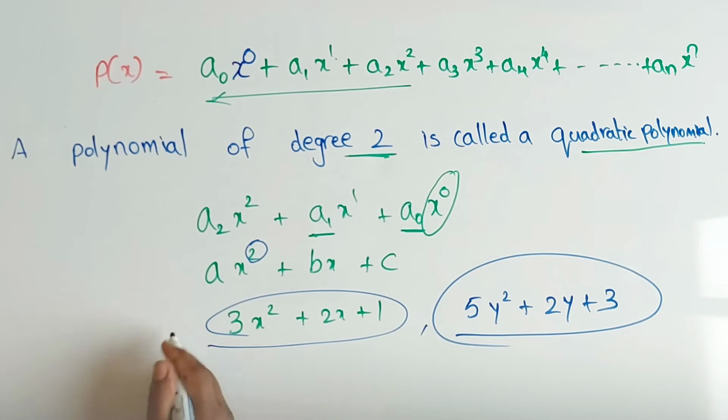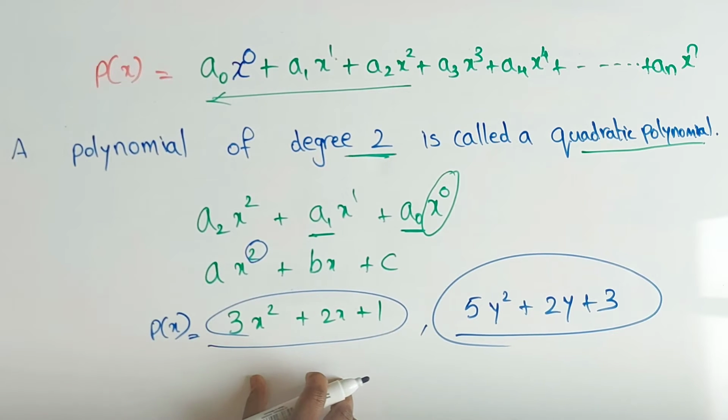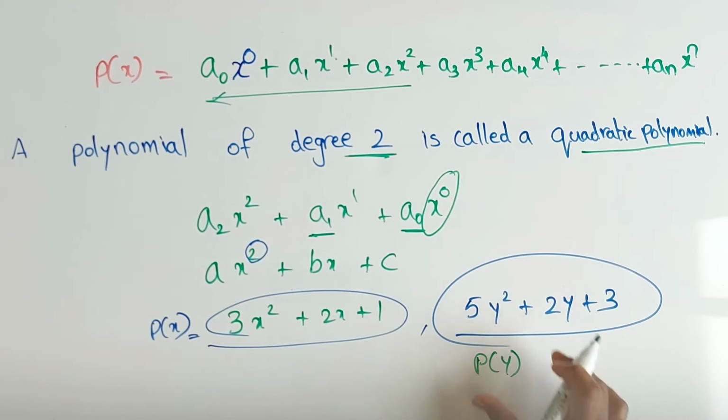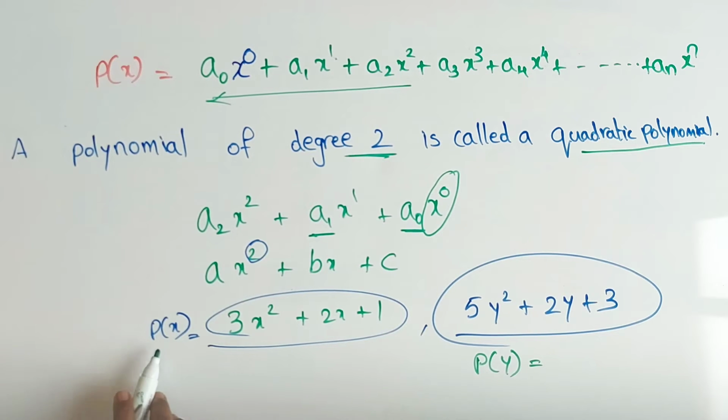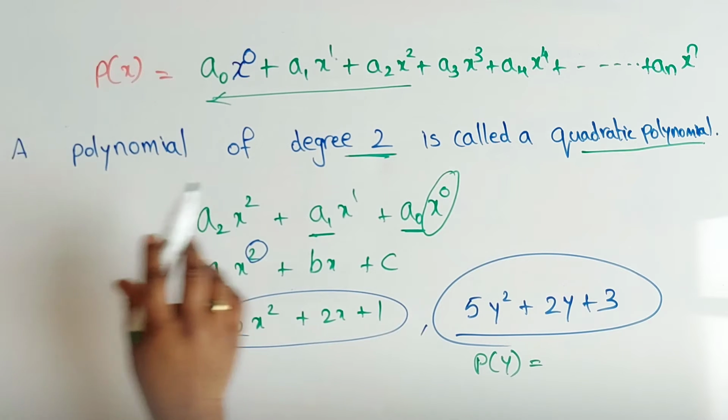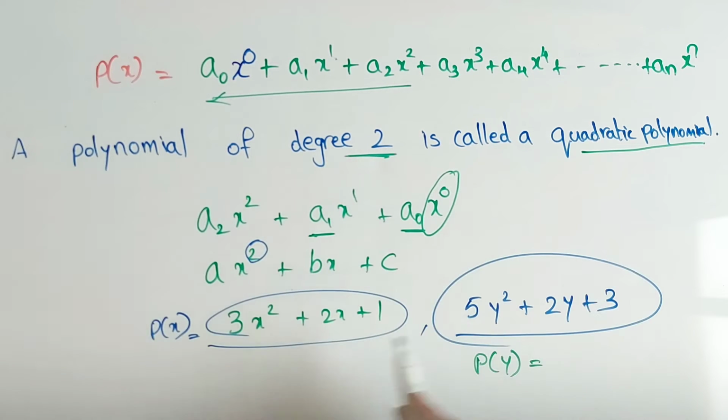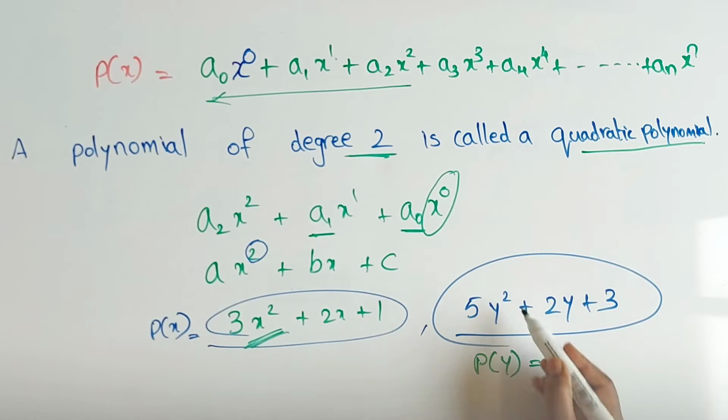If this is p of x, because x is the variable, then this will be p of y. No problem, you can write any letter. So this is p of y equal to 5y square plus 2y plus 3, a quadratic polynomial. Correct? Here p of x is a quadratic polynomial because x is a variable. Here y is a variable. Right, children? A polynomial of degree 2 is called a quadratic polynomial. Here the degree is 2.